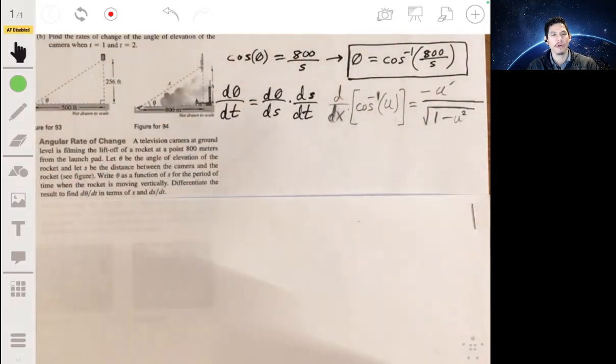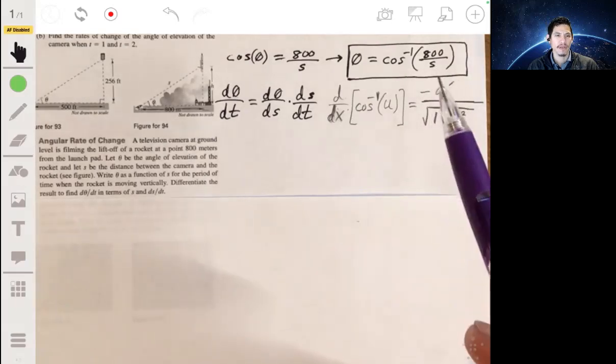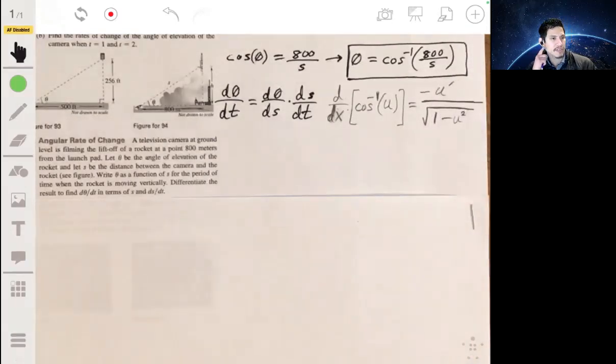over the square root of 1 minus u squared. On your AP exam, the only inverse trig function that really appears is tangent. Sometimes I've seen sine, but I've never seen inverse cosine or any of the other ones. I'm not saying that it's not possible, but it's just very, very rare to see them.